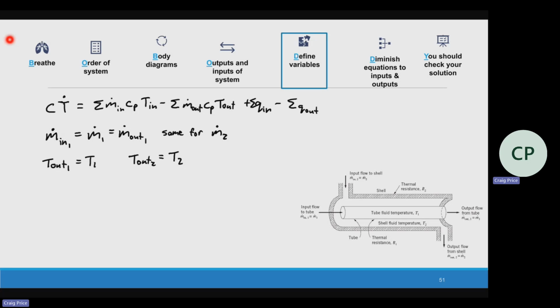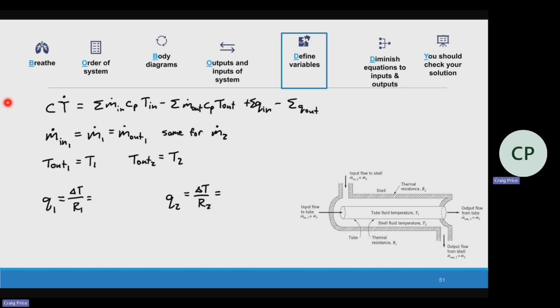Now, in my diagram, I had two different Qs. So we had a Q1 and we had a Q2. And so we want to define them. Both of these are going to be the same starting definition. It's delta T over R. In this case, we have an R1 and an R2. So it's always that. If it's convection, conduction, same equation. They just gave us an R value, so we're going to use it.